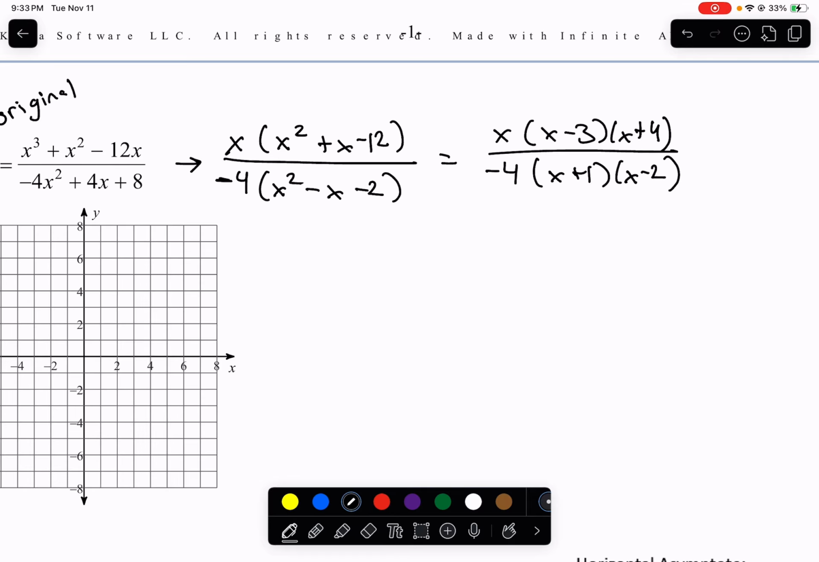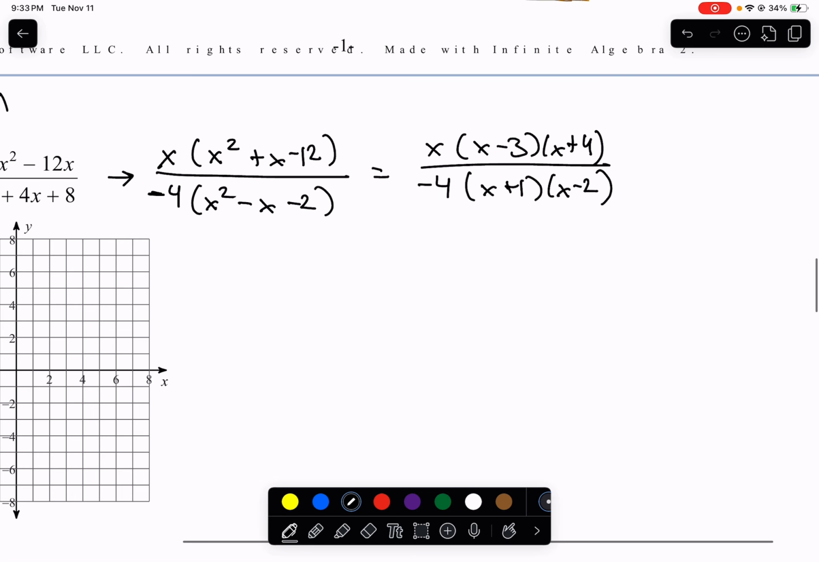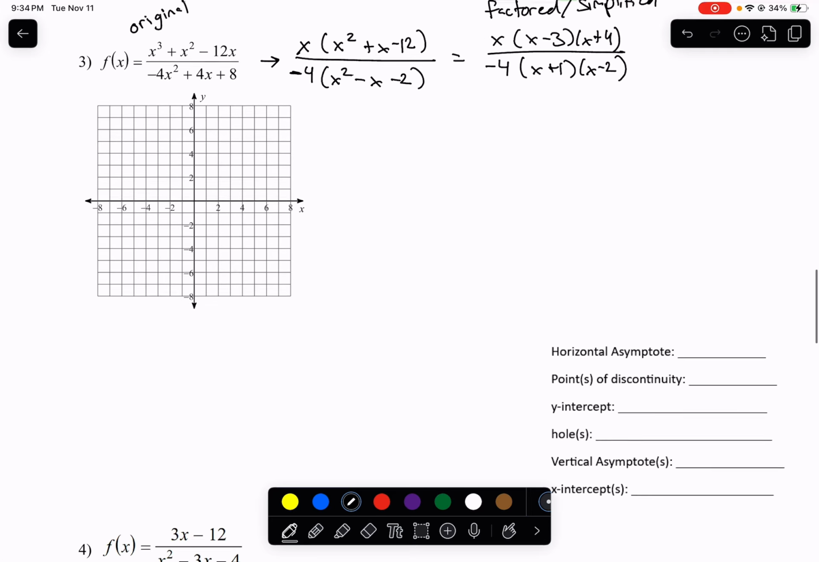All right. So now what we can go ahead and do is see if we have anything that we can cancel on the top and the bottom here, right? And if we look, there isn't anything to cancel, right? So again, our factored form is the same as our simplified. And again, that means that we're not going to have any holes, right?